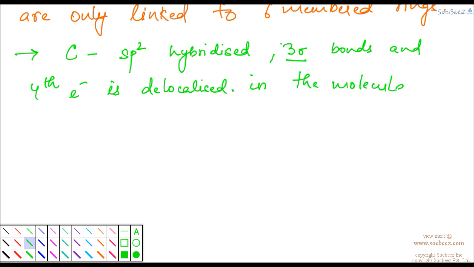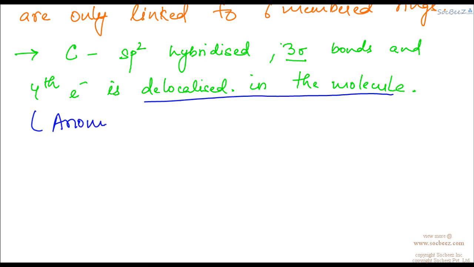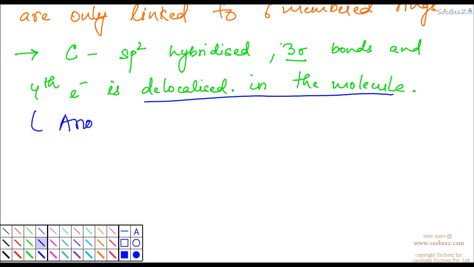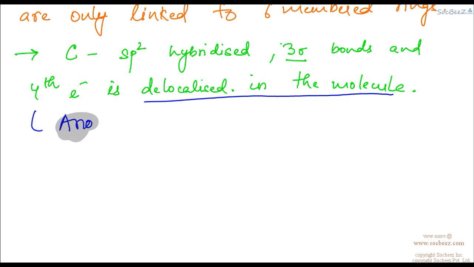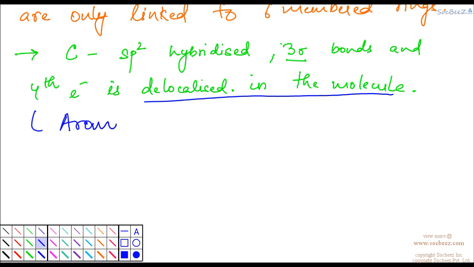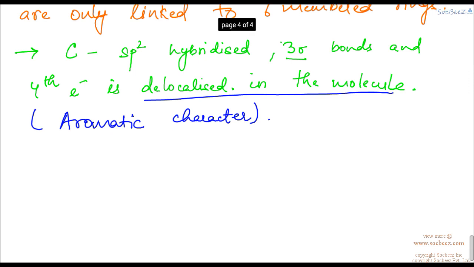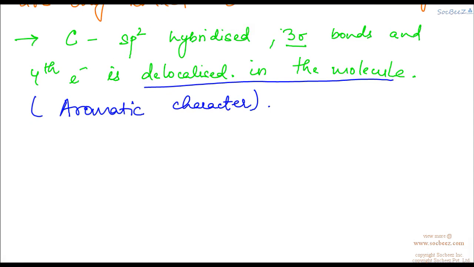Now, due to this delocalization in the molecule, fullerene has aromatic character. This is the reason fullerene shows aromatic character, because the electrons are delocalized in the molecule.